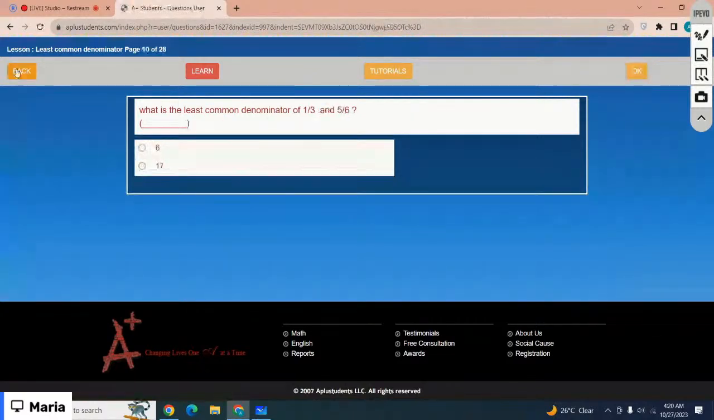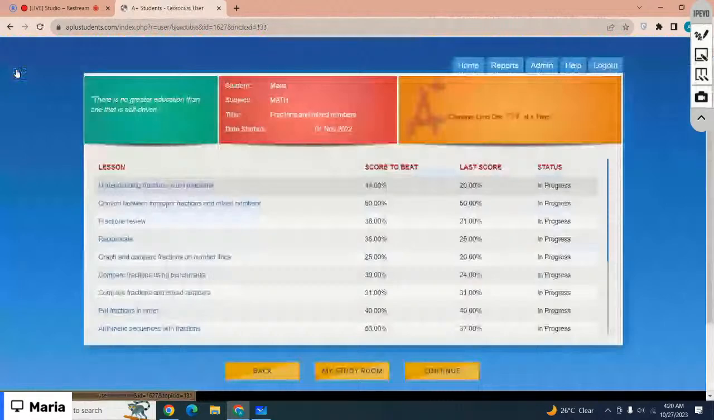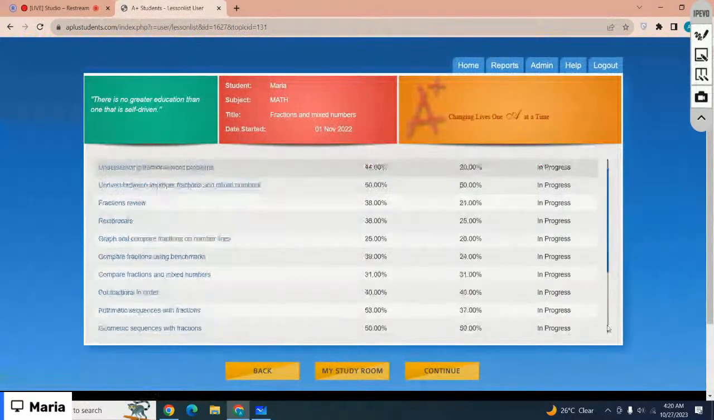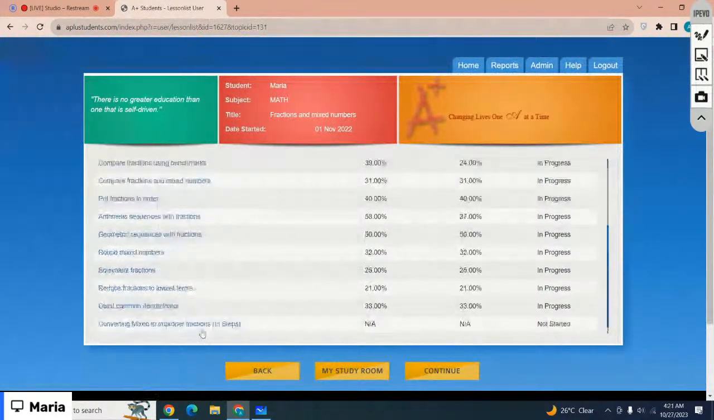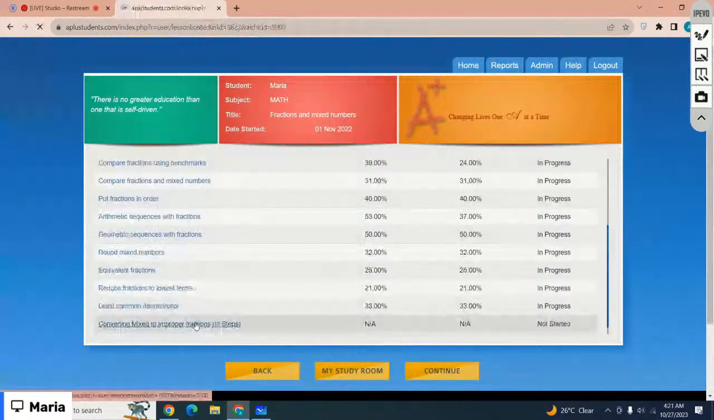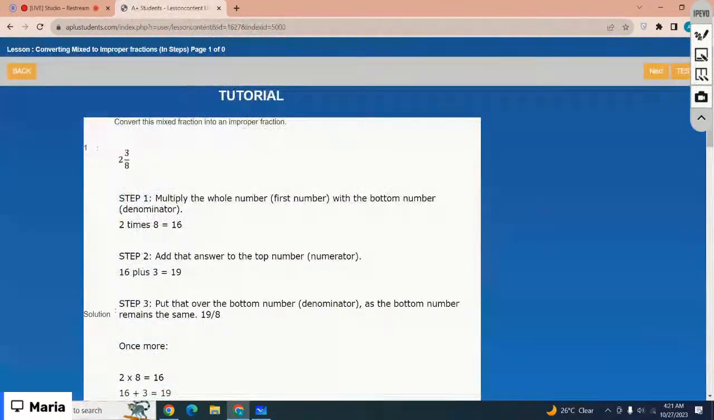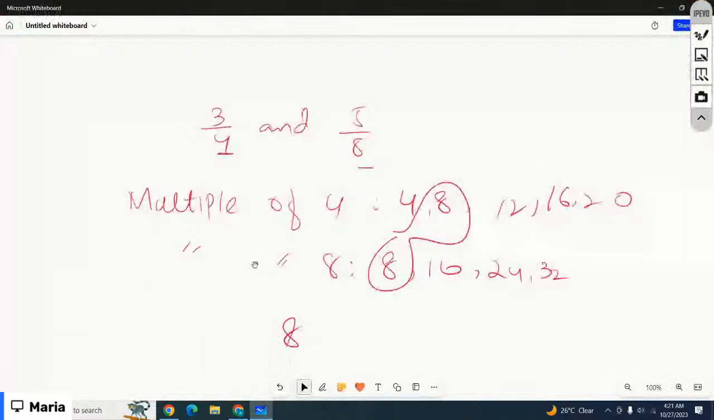Okay, you can complete the lesson by yourself later today. Let's just move on to the next lesson. And the next lesson is converting mixed to improper fractions. So you have 2 whole 3 over 8, right? How do you convert from mixed fraction to improper fraction? That is basically a mixed fraction. Mixed fraction means it has a whole and the fractional part.